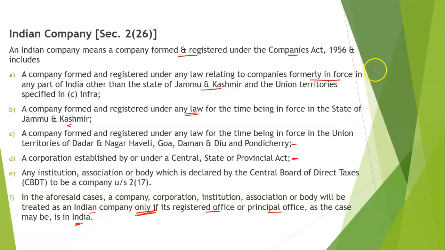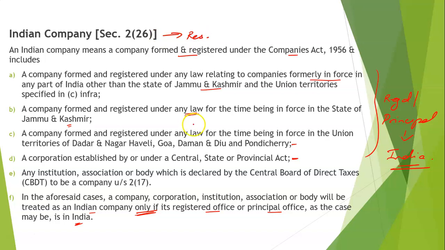So for all these points from A to E, the registered or principal office has to be in India. So now you know what an Indian company is, right? Also, please do note, you might not find this in your study materials, but I just want you to have the knowledge as to what an Indian company is. So yes, now we learned what an Indian company is. So we know an Indian company is always a resident, right?